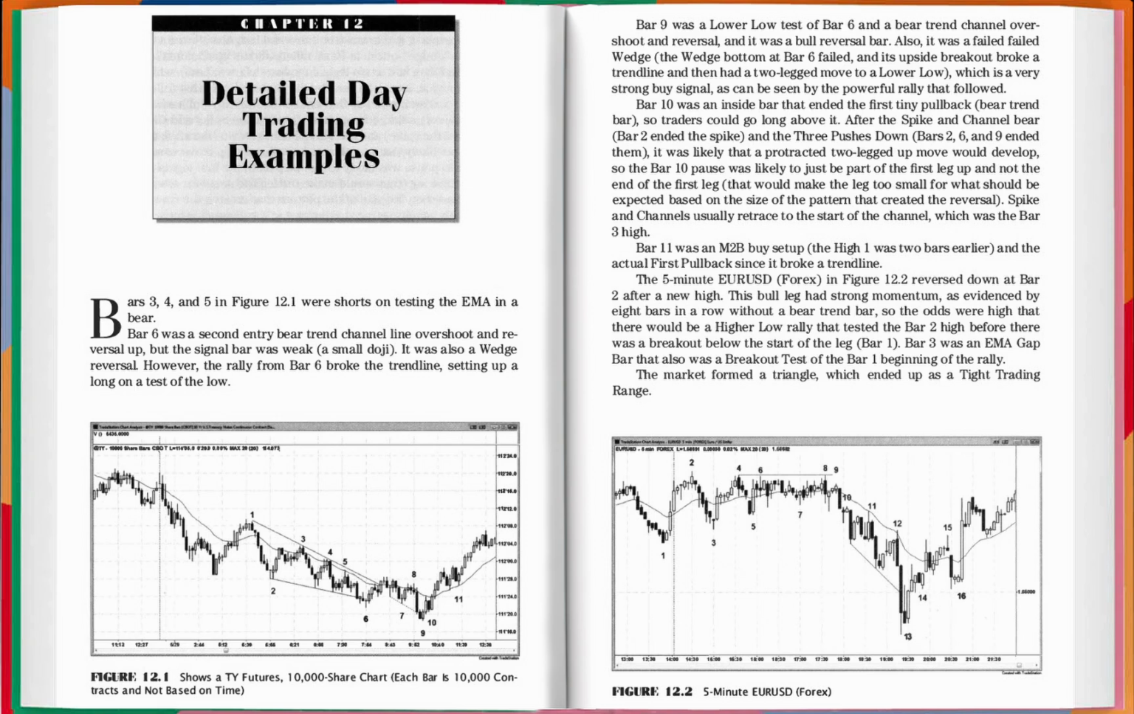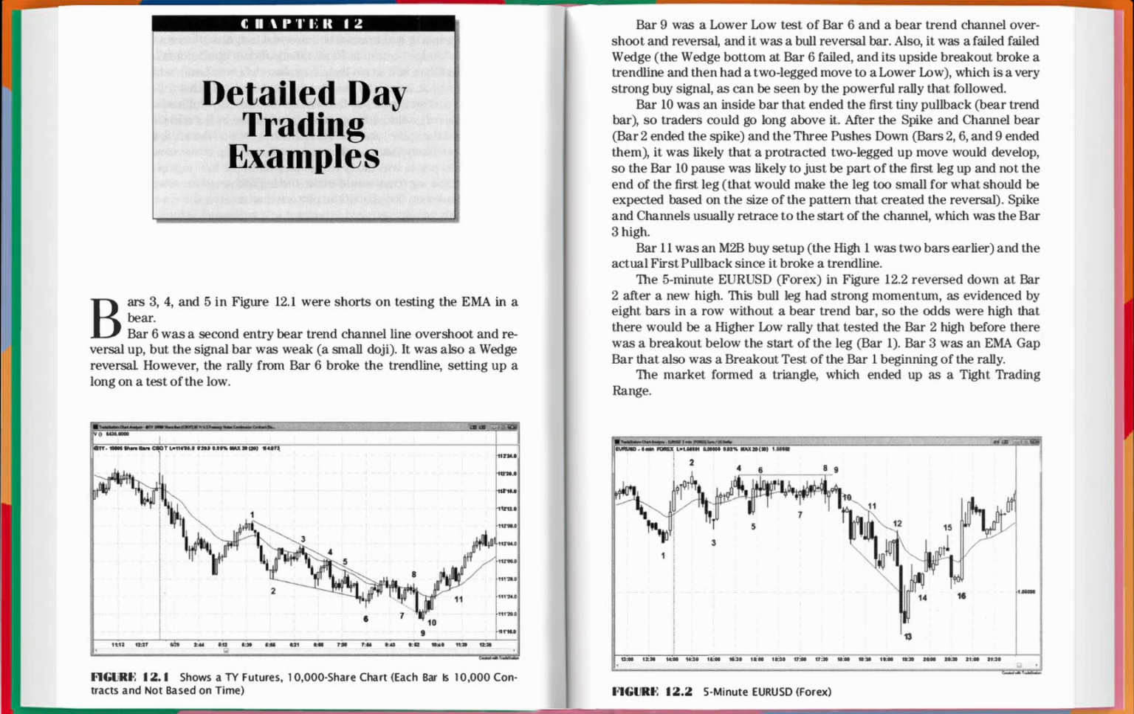Bar 11 was an M2B buy setup. The high 1 was 2 bars earlier, and the actual first pullback since it broke a trend line. The 5-minute EURUSD forks in figure 12.2 reversed down at bar 2 after a new high. This bull leg had strong momentum, as evidenced by 8 bars in a row without a bear trend bar, so the odds were high that there would be a higher low rally that tested the bar 2 high before there was a breakout below the start of the leg, bar 1.